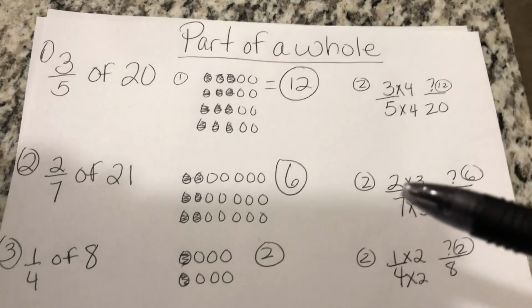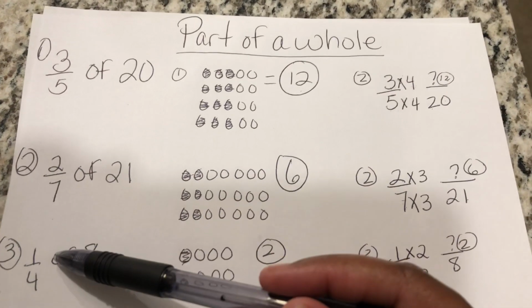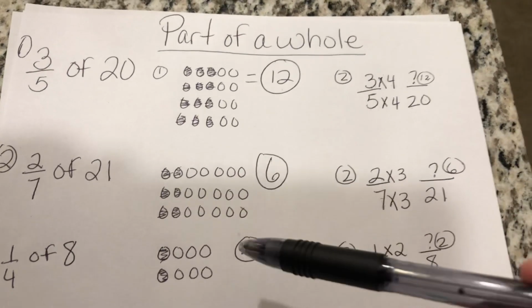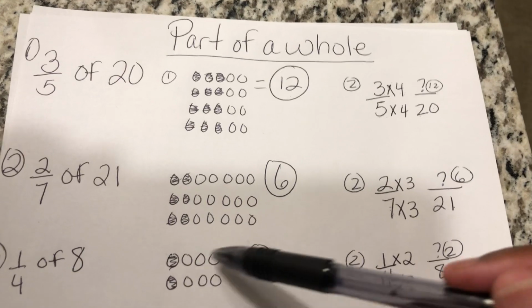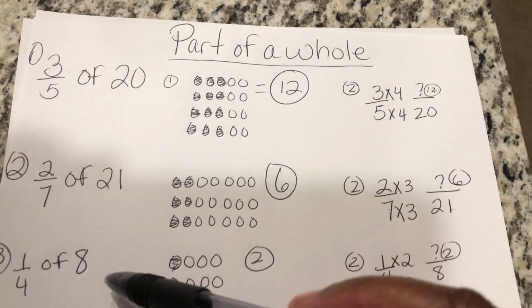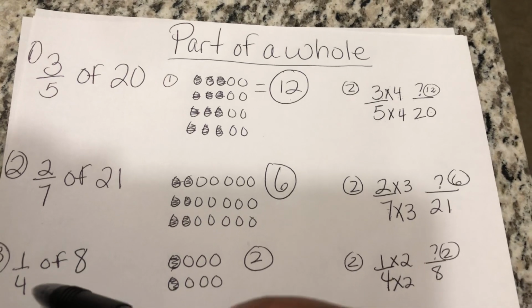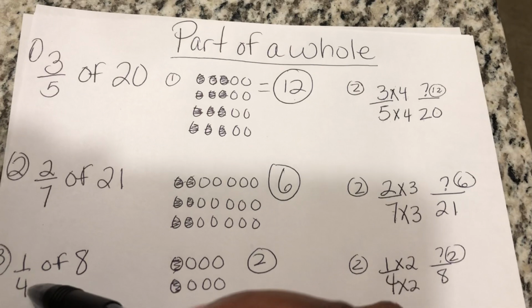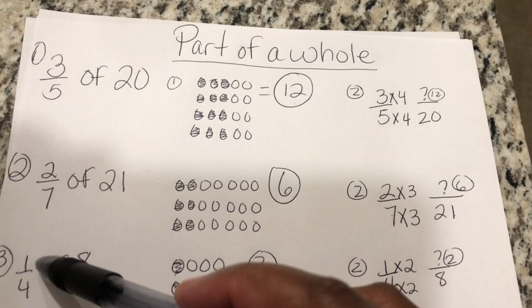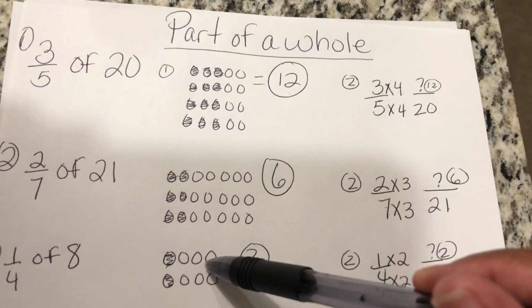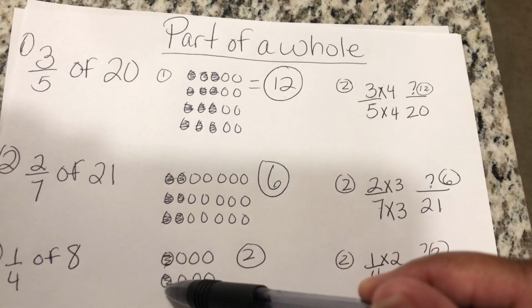Problem number 3. And this is pretty simple. 1/4 of 8. Again, I have 8 circles here because 8 is my whole number. I have 4 circles in each row because 4 is my denominator. And this means 1 out of every 4. So every time I count 4, I'm going to shade in 1.